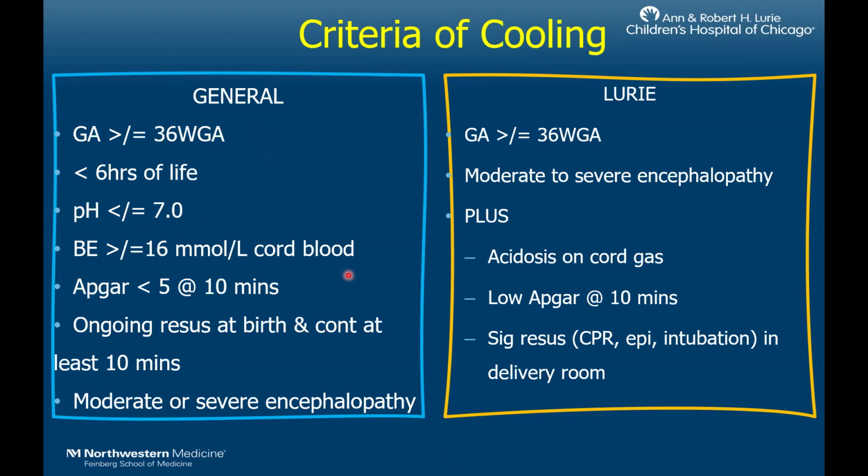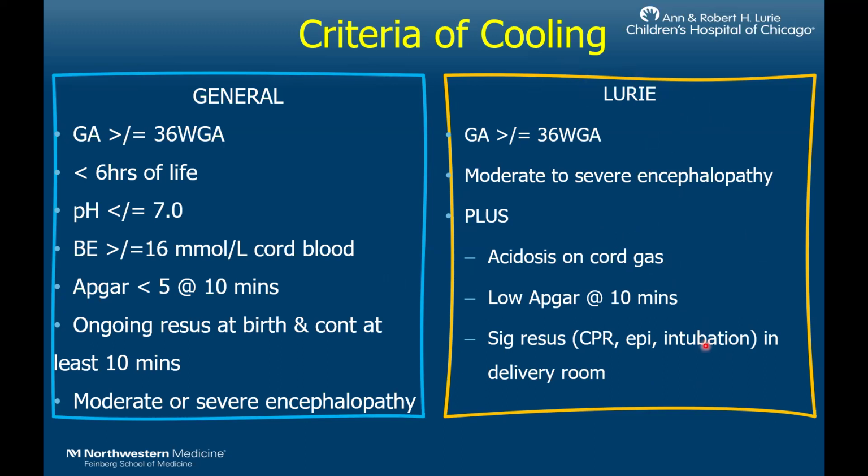And then there's also the ongoing resuscitation at birth, as well as continuing for at least 10 minutes. So the criteria for cooling is really for that moderate to severe encephalopathic babies. So that has been shown to have proven the most benefit and survival outcomes. And here, this is just to show you we have our own local criterias based on the generalized recommended criteria in the literature. So we try to stick to our criterias.